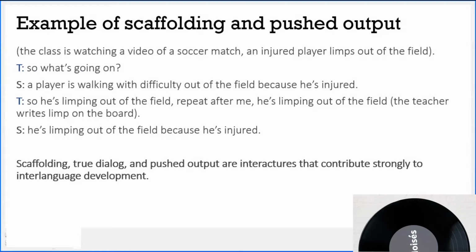She used sort of a recast. In this case, it's called a reformulation to do that. And then she said, "He's limping out of the field." And the student reformulated his utterance with that new verb, limping out, which is more advanced. So that helped to make the student's interlanguage more advanced, and it's pushed up.